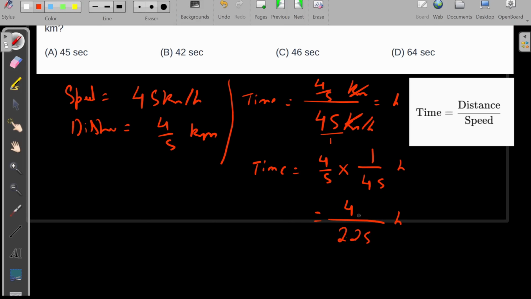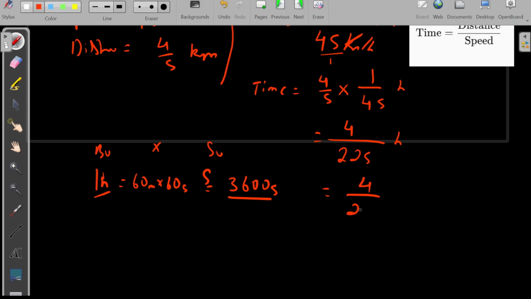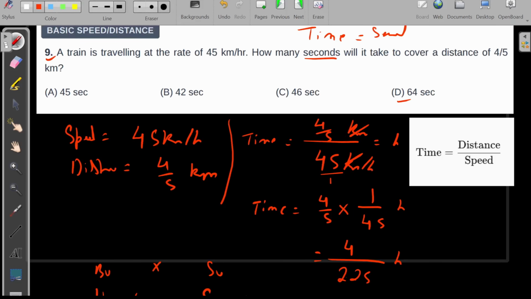Now all I need to do is change the unit. So I know that when I change from hour, which is the bigger unit, to second, which is a smaller unit, we multiply. So 1 hour equals 60 minutes, and 1 minute is 60 seconds. If I multiply this, I get 3600 seconds. So I change from hour to second. So I can write here 4 over 225 times 3600 seconds. If you simplify this, you get 64 seconds. If you take a look at our options, we see option D is the correct answer, which is 64 seconds.